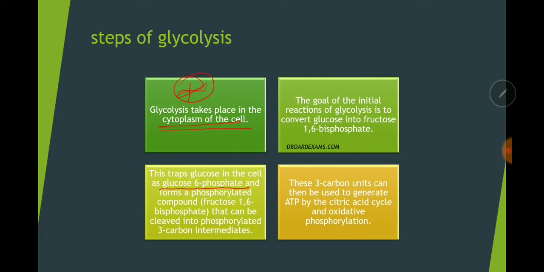that can be cleaved. So when you form the fructose 1,6 bisphosphate, you can cleave it to form phosphorylated 3-carbon intermediates, which are dihydroxyacetone and glyceraldehyde, okay. So these 3-carbon compounds are then broken down to make ATP by the citric acid cycle and oxidative phosphorylation. These are the key steps, okay, and we're going to go through that quickly, okay.